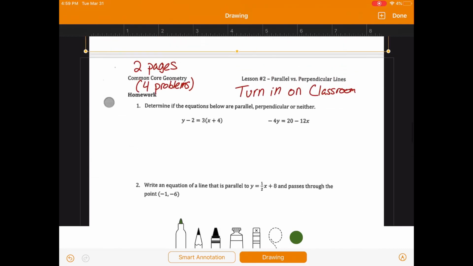What I want you to do with it is turn it in on Classroom, just like you did for the lesson 1 homework. Okay, turn it in on there, and I'll give you credit for it. It's going to boost our grades. Again, I'm going to be checking that you are doing your best for it. If you're not completely accurate, you're still going to get credit. I just want to see that you're trying for it.